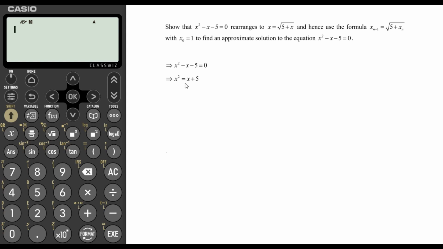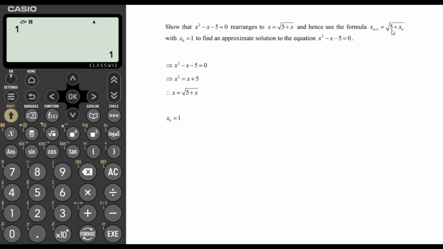Rearranging, we have x squared equals x plus 5, and if we square root, you will find that x equals the square root of 5 plus x. So now we are given that x0 equals 1. So we type in 1 and then execute. Currently, in the answer function, 1 is stored into it.